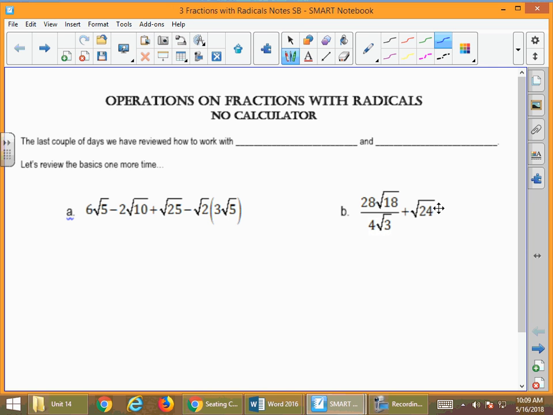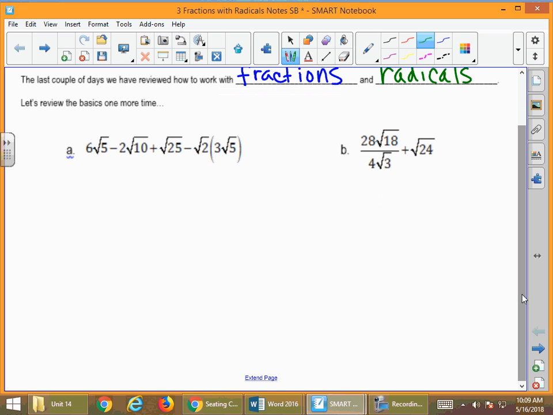Last couple of days, what we've been working with is fractions and radicals. And if you've missed a couple of days, or you missed one of those days, I've got some review problems here to start. In the first one, we're going to be adding and subtracting terms with radicals.